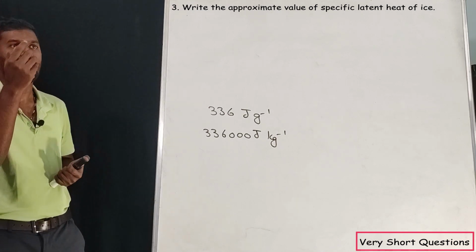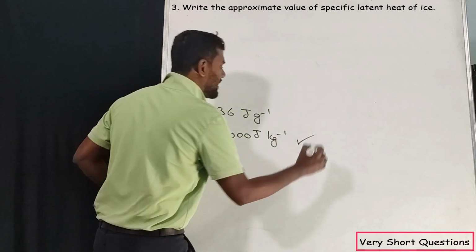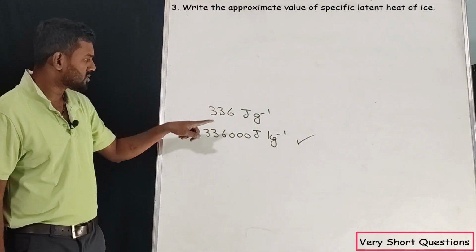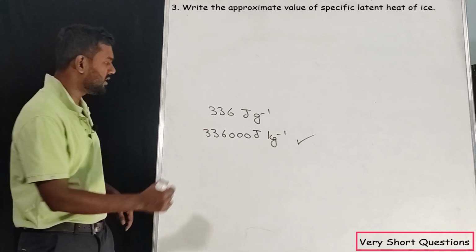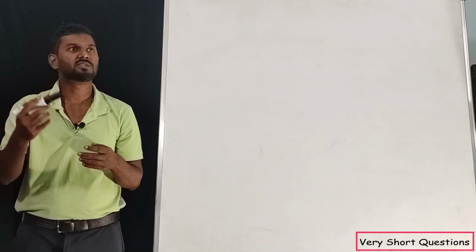See, whenever they're asking for any value, always go for the SI unit. This is the SI unit, this is the CGS unit. So this is the value in CGS unit, this is the value in SI unit. Always write the SI unit, so that you will get full marks.